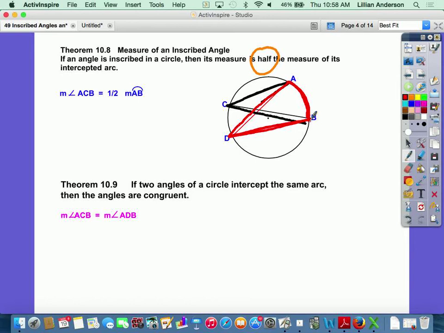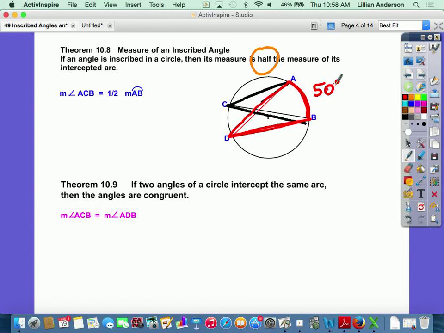Okay? So if this arc was 50, then I know that angle ACB is how big? 25. And angle ADB is what? 25. What kind of angles are these, you guys?